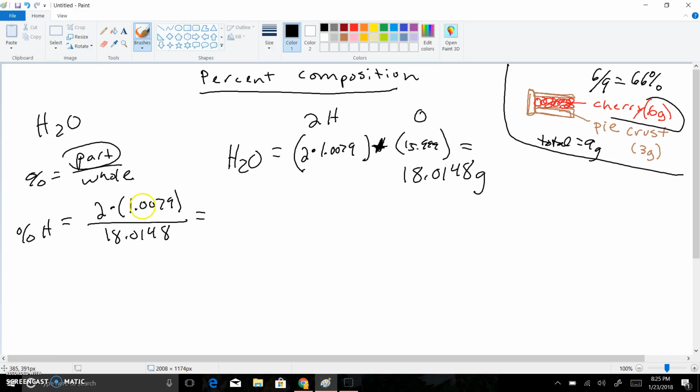So now I have the part divided by the whole, and when I take that, I get 0.1119 and some other decimal places. But I want to put this in a percentage form. So percentage is when you're always going to multiply it by 100 to take a decimal and put it in a percentage form. Or in other words, move the decimal places over 2 places to get 11.19% hydrogen.